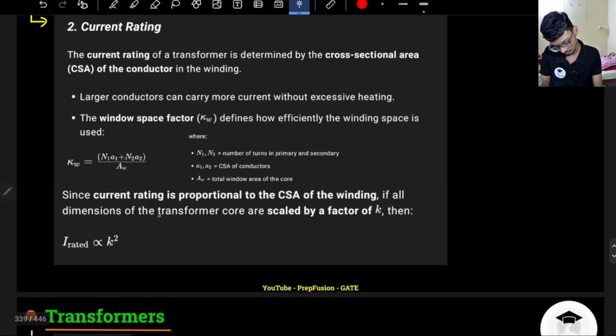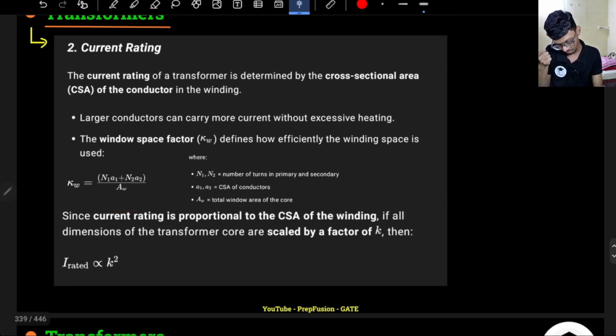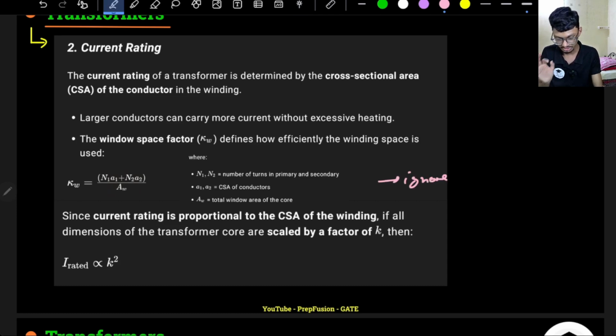If the dimensions are scaled by k, then a1 and a2 will be scaled by k square. But ignore this, don't study this, it will not be required. Just remember that the current also will be scaled by k square, just like voltage.